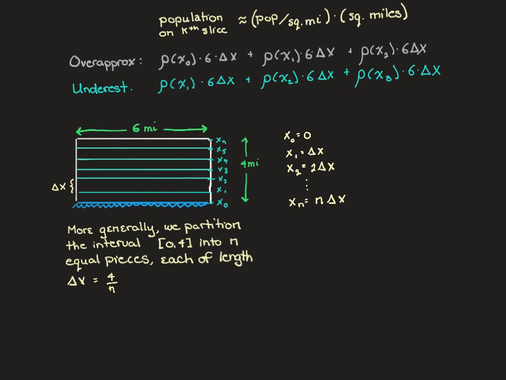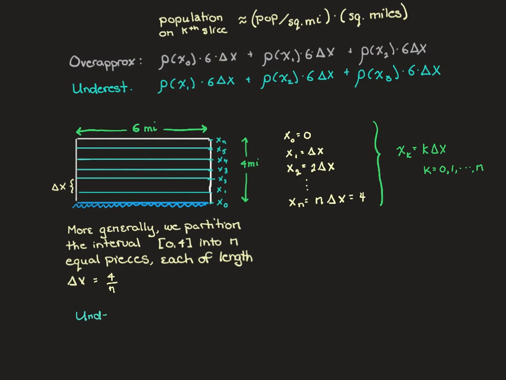We could summarize all of this a little bit more efficiently by saying that x sub k is k delta x, where k goes from 0, although it's the integer 0, 1, all the way up to n. Okay, so we could use this subdivision to find an underestimate or an overestimate. I'm going to stick to the underestimate.